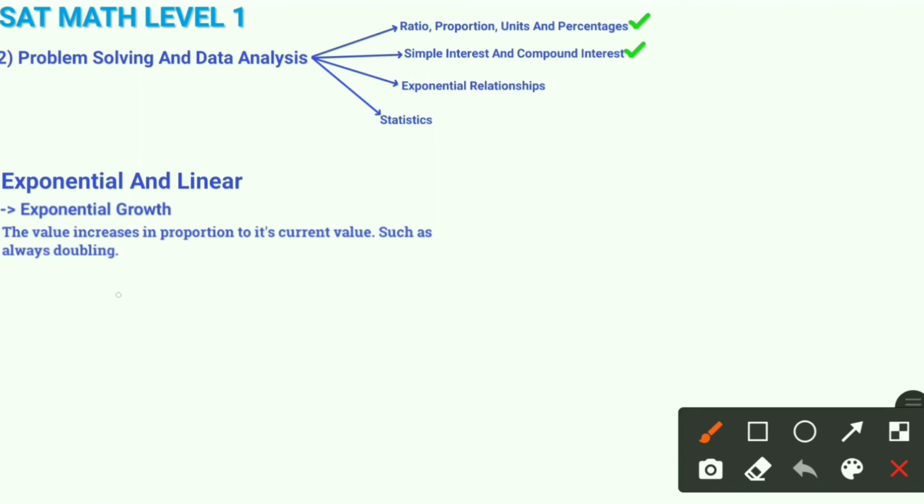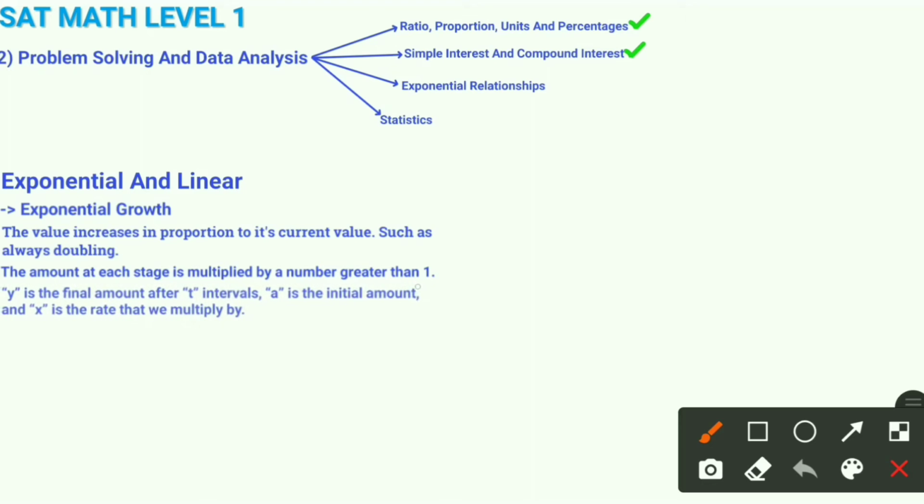Exponential growth. The value increases in proportion to its current value, such as always doubling. The amount at each stage is multiplied by a number greater than 1. Y is the final amount after t intervals, a is the initial amount, and x is the rate by which we are multiplying.